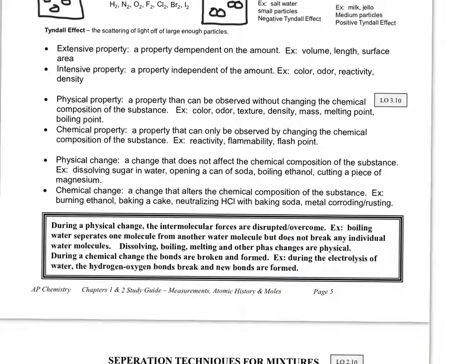It's something that graders of the AP exam always comment on, that people mix up. So when you're doing a physical change, you always say, I overcome the intermolecular forces. When you're doing a chemical change, you always say breaking or forming the actual bonds.